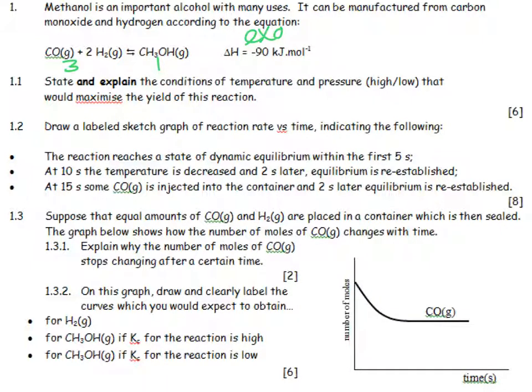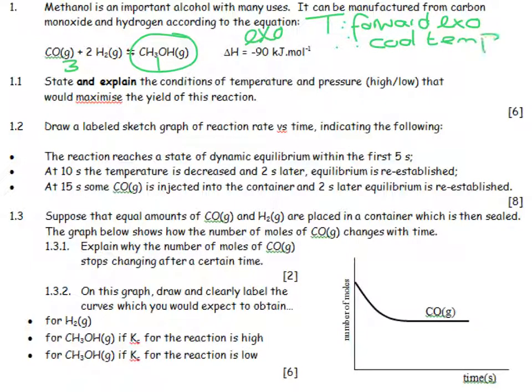So I want to get as much of this stuff as possible, which is the methanol. So the temperature: the forward reaction is exothermic. Therefore, cool temperature favors exo, and cool temperature is my answer.